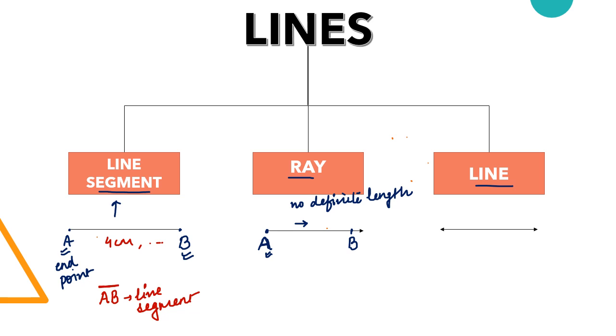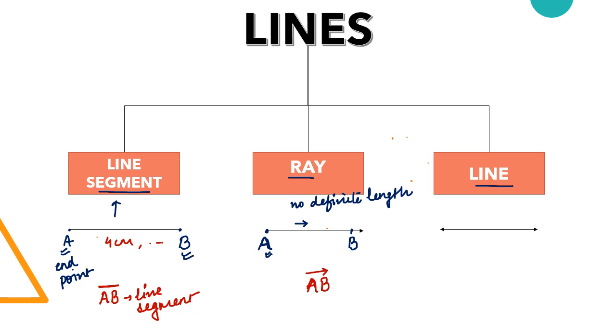A ray is represented by a diagram only. We just draw the diagrammatical representation of a ray. A ray is represented by AB and one arrow like this over AB. So this is the way we represent a ray.